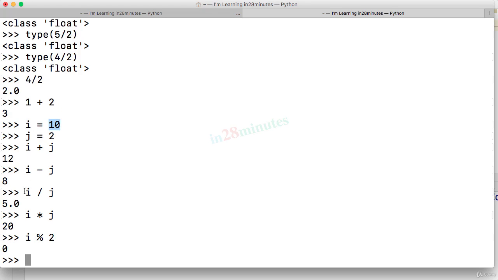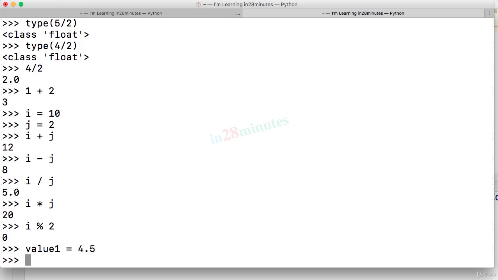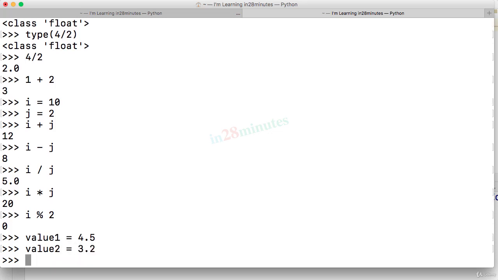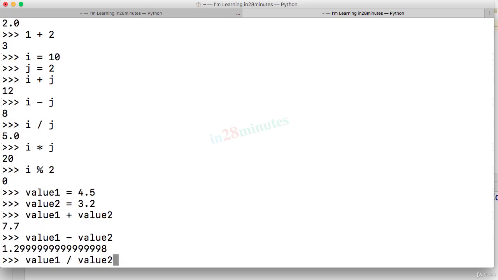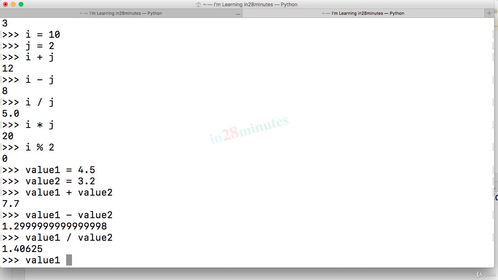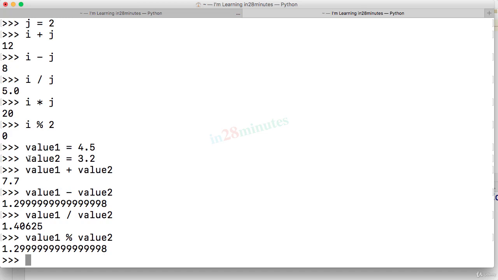All the operations that we looked at until now can also be performed on floating point values. So if I have a value1 with a value of 4.5 and a value2 with a value of 3.2, then I can do all the above operations on them as well. value1 plus value2, value1 minus value2, value1 divided by value2, and value1 mod value2. You can do all these operations on floating point values as well.